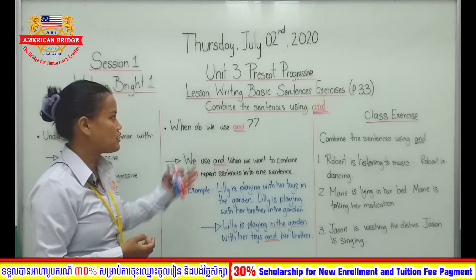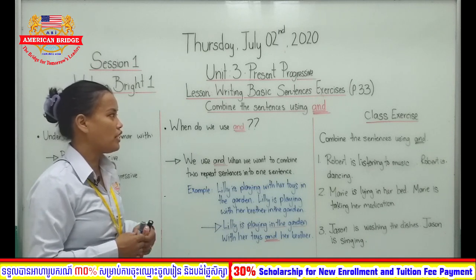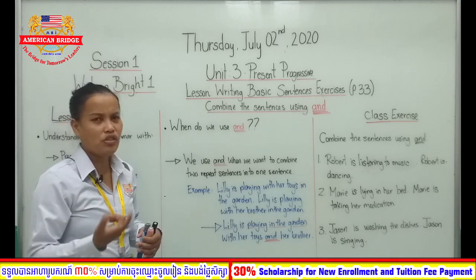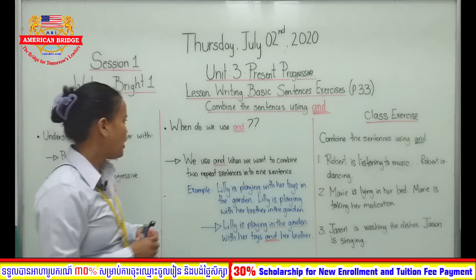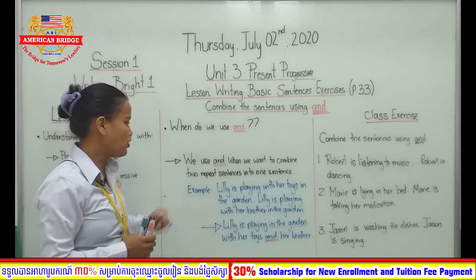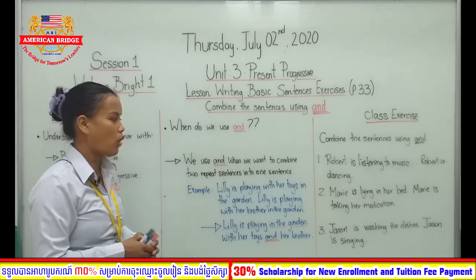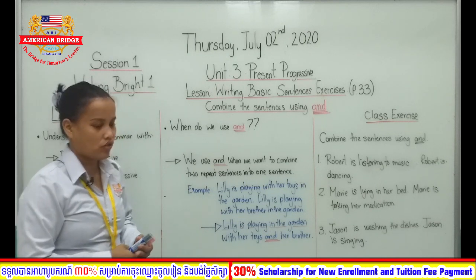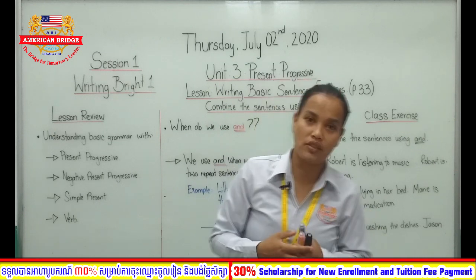Now, for today's class, we're going to be focusing on Unit 3 still, present progressive, writing basic sentences, exercise page 33. For today, we're going to combine sentences using and. Do you remember how we use and? When do we use and? We use and when we want to combine two repeated sentences into one sentence, okay? So and is just a way of combining two sentences, okay?